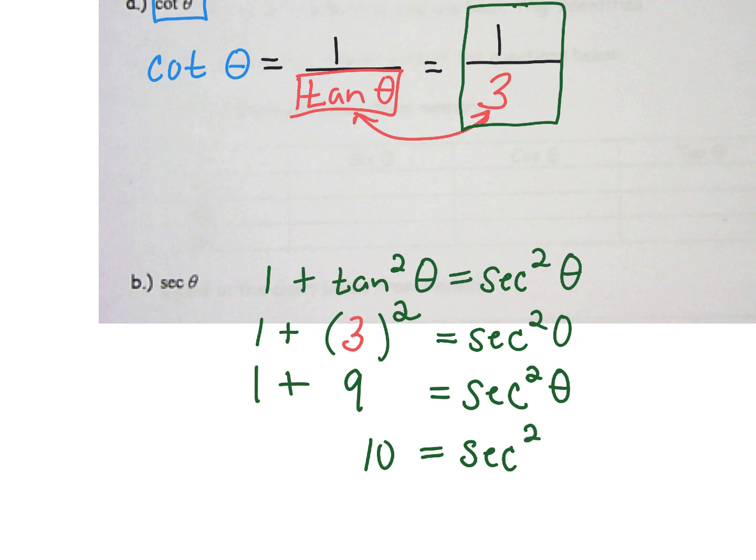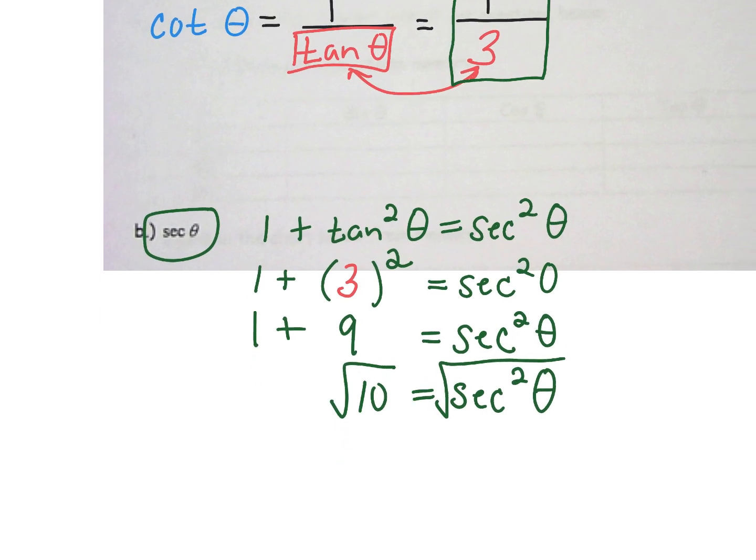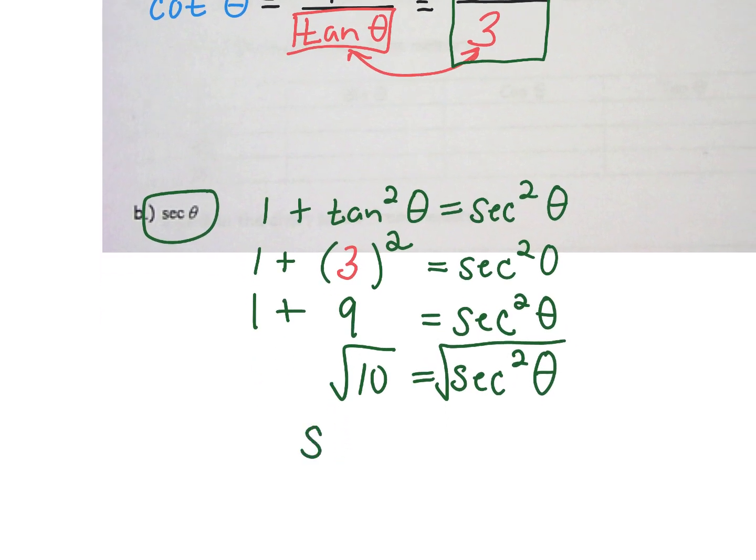And remember, I had to find secant in this problem. That's what I'm trying to figure out, not secant squared. So I do need to square root both sides. And if you remember from your algebra class, maybe even some of you this morning were doing this, the secant of theta has to have a plus or minus when you square root both sides.